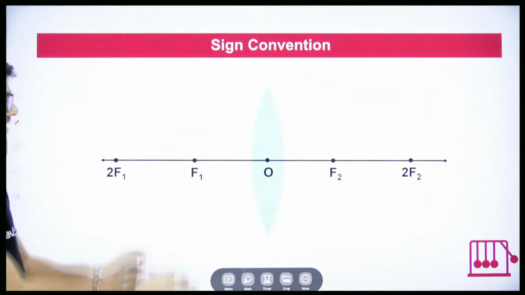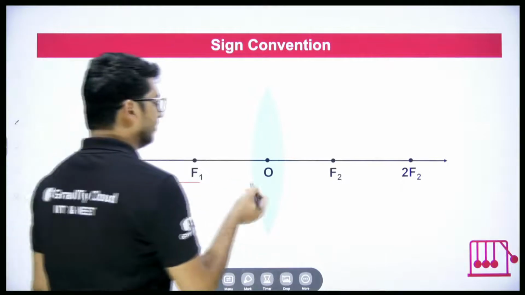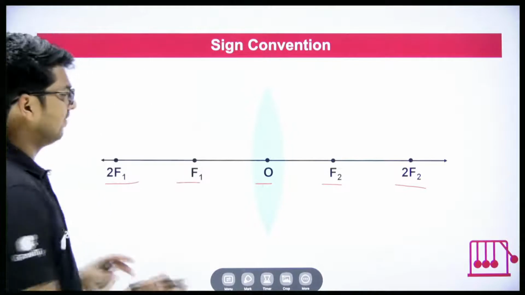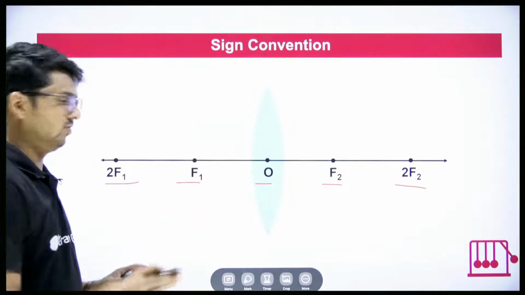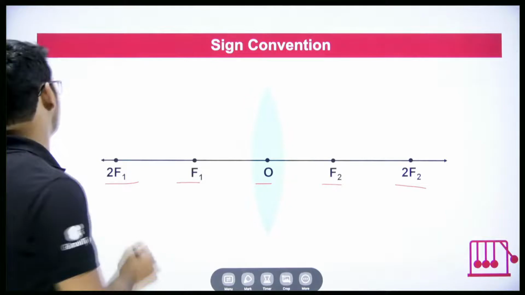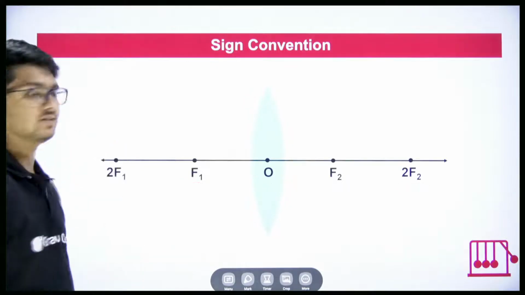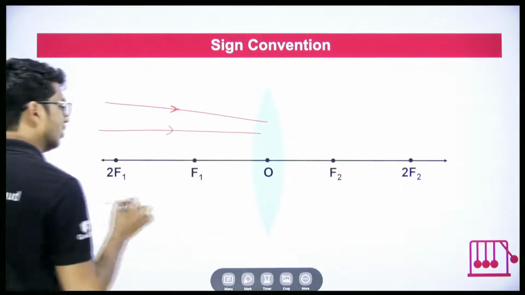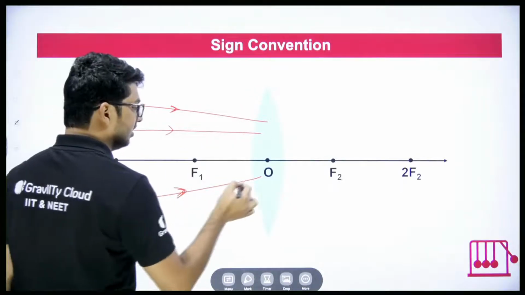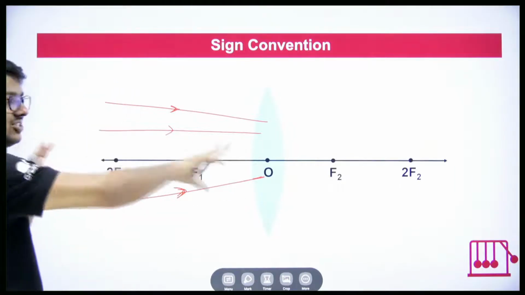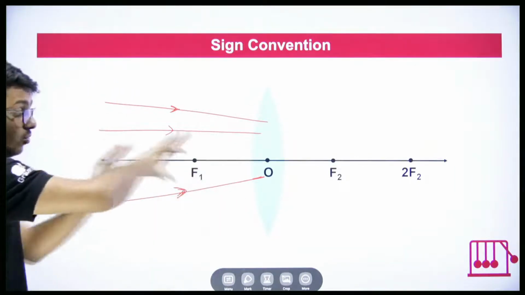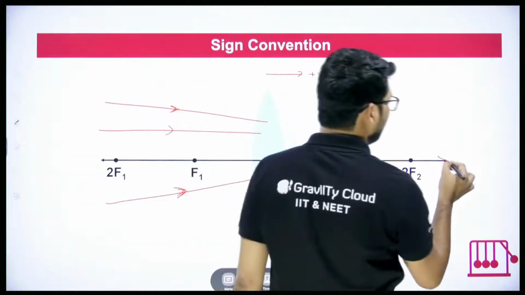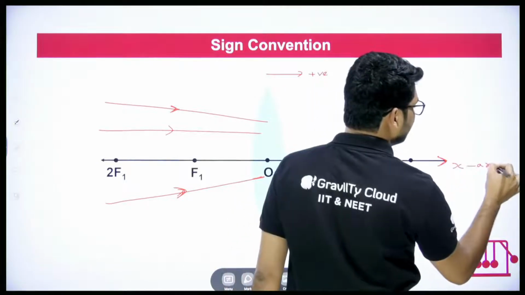Here you can see a convex lens. We have 2f1, we have f1, O the optical center, f2 the second principal focus, and 2f2. We are not concerned with the center of curvature. These are the points we generally consider. Here the incident ray is coming in this direction. Look at the incident rays that I am drawing here. They are generally in which direction? Along the principal axis, they are towards right. That means towards right will be positive, or you can say towards right is the positive x-axis.